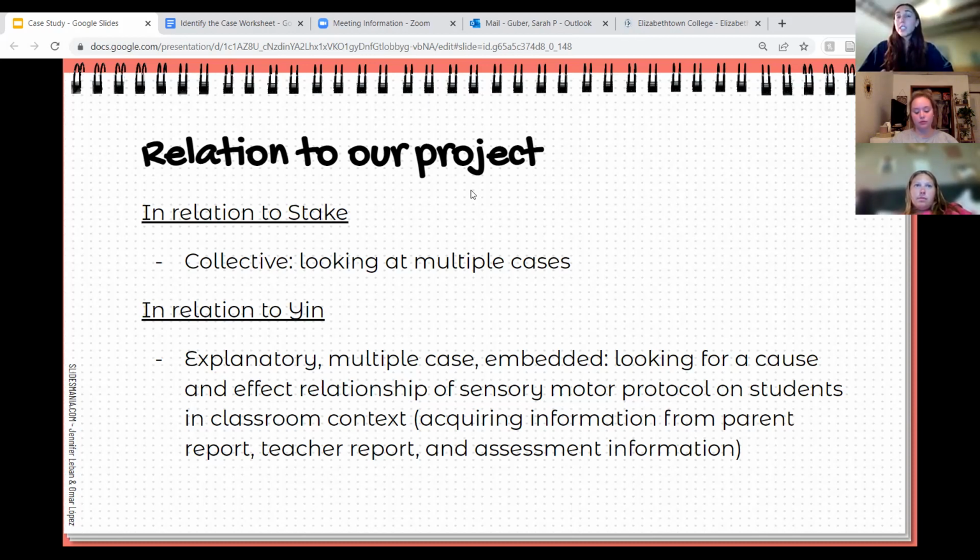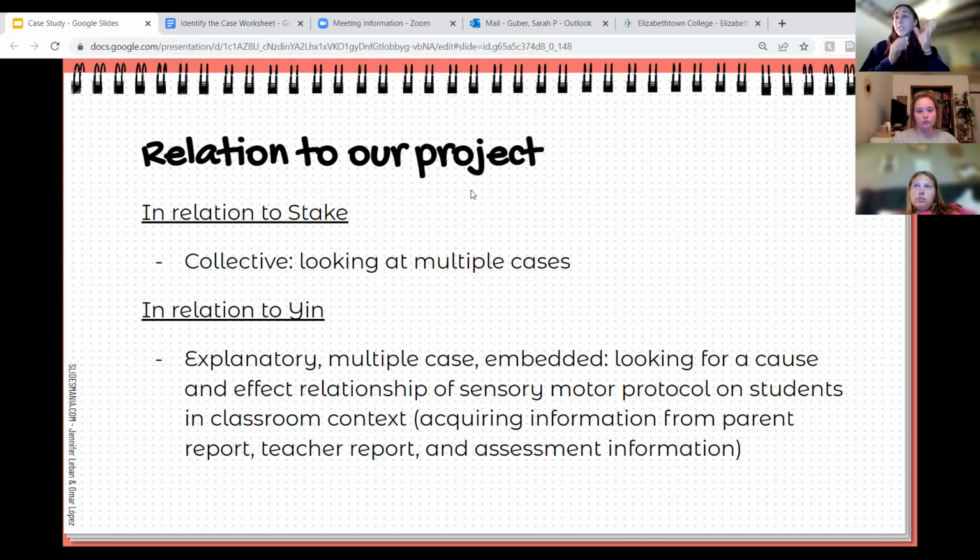So in relation to Stake, we are conducting a case study using a collective approach because we're looking at multiple different children and how they are going to respond to a sensory motor program. And then in relation to Yin's approach, the first step is explanatory because we're going to look at cause and effect, the relationship between the sensory motor protocol and how it affects students and their challenging behaviors in the classroom.